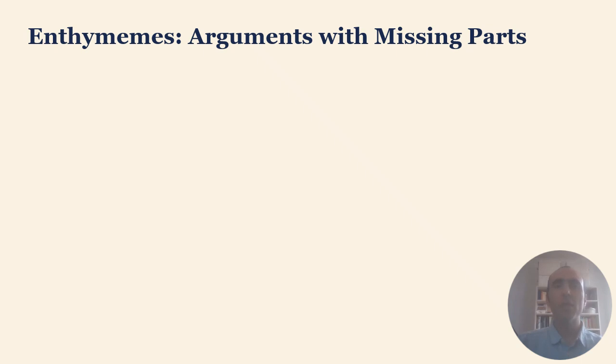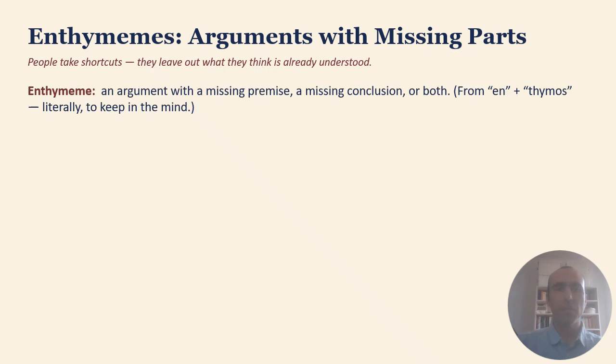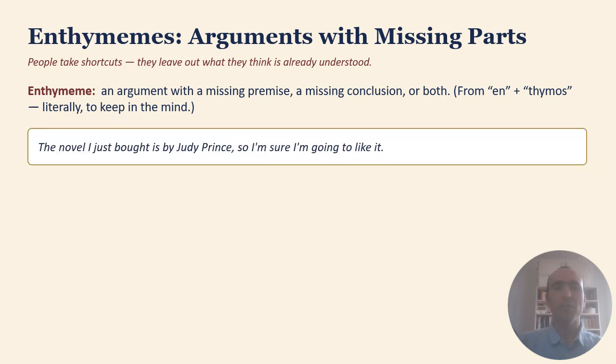Enthymemes are arguments with missing parts. People take shortcuts to write and speak, and they leave out what they think is already understood in the context. The definition of an enthymeme is an argument with a missing premise, a missing conclusion, or both. It comes from the ancient Greek enthymema, which literally means to keep in the mind.